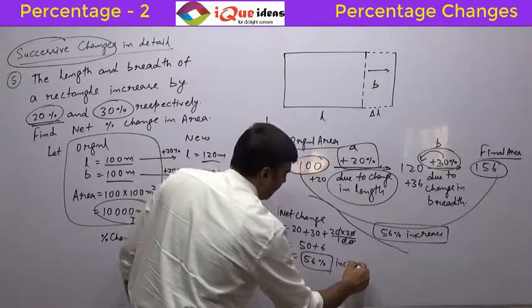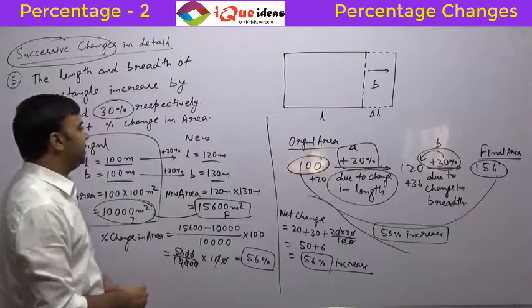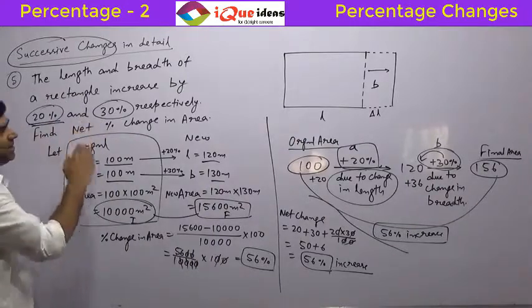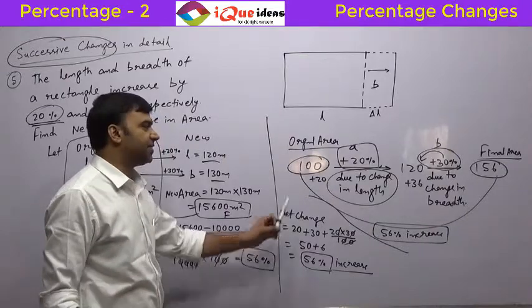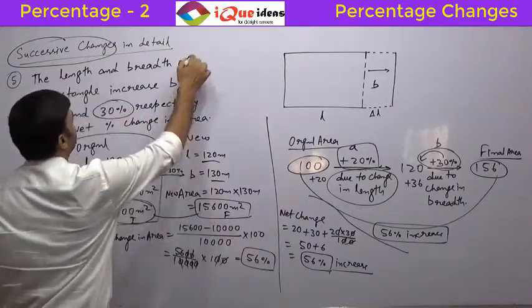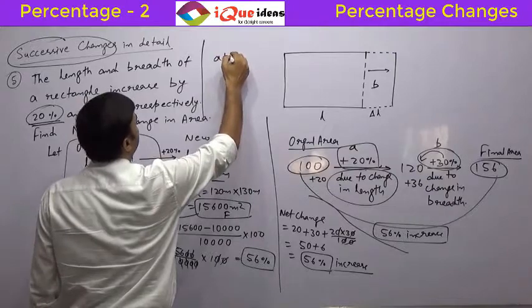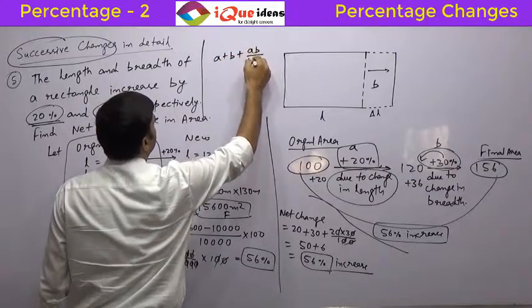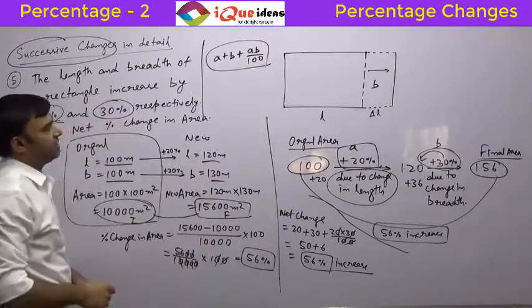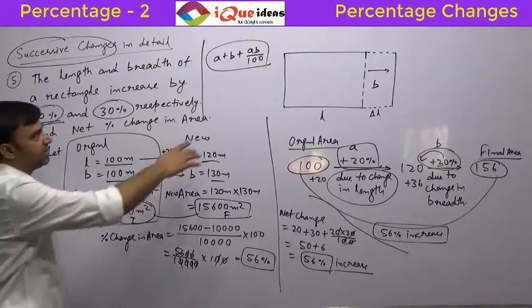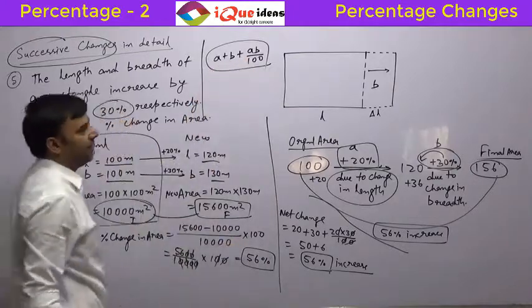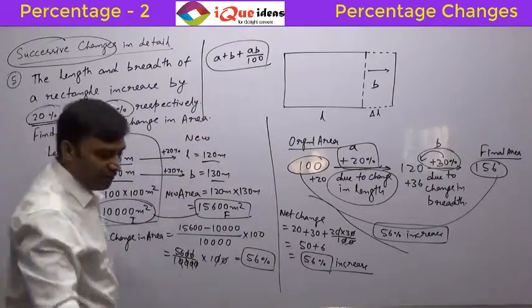56% increase. So remember, if the percentage changes in length and breadth are given, the net change in area can be directly calculated with the help of the successive change formula, that is A plus B plus AB by 100. Okay, if the net change has to be calculated and the changes in length and breadth are given, you can directly apply this. It may be a decrease also, but it doesn't matter, just be careful about the sign of A and B here. Alright, I'll show you physically as well.